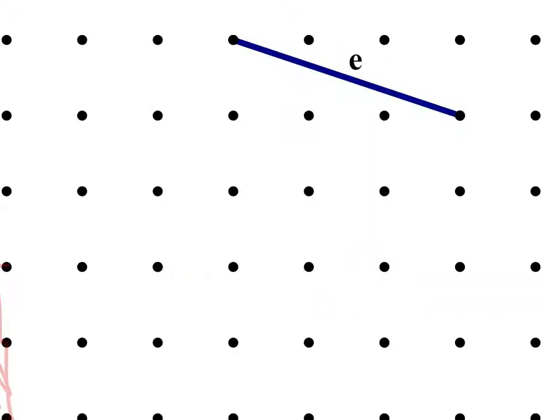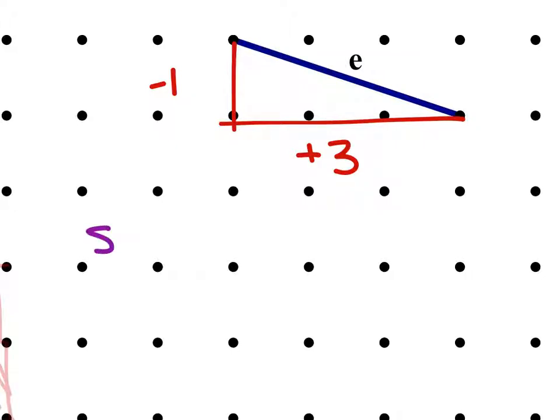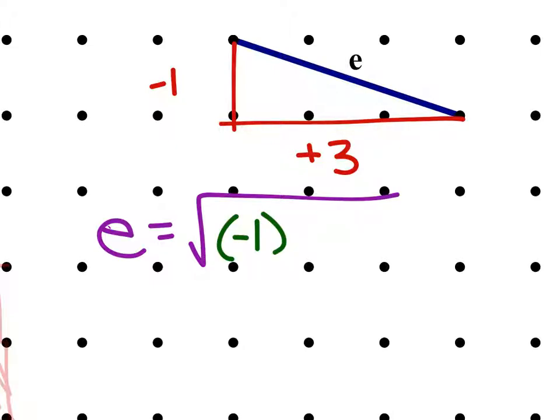All right, so let's look at these. On E, we need to find its length. So I'm going to go down 1 and then to the right 3. Now the side length of E is going to be the square root. I've got that -1 as my slope, and I've got another side length of 3. All I'm going to do is square those and then add them together.